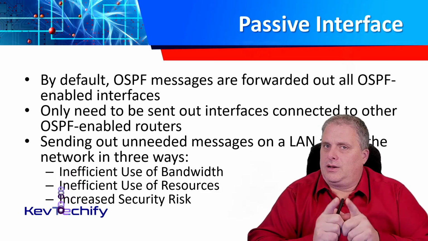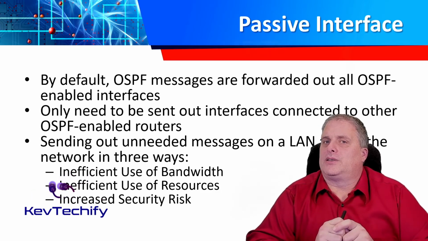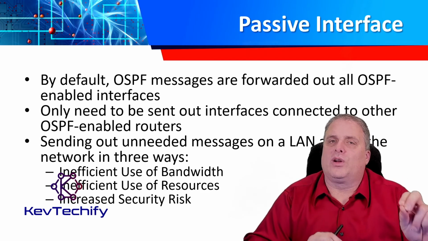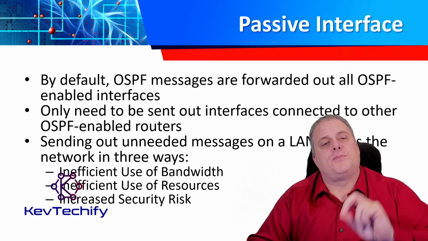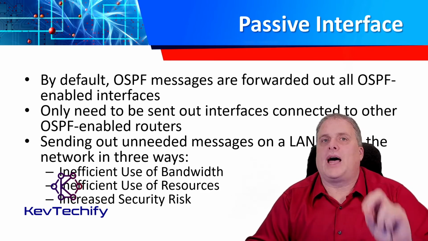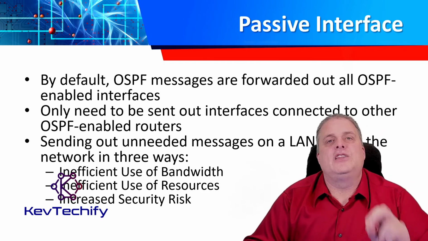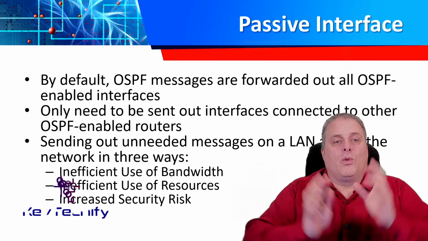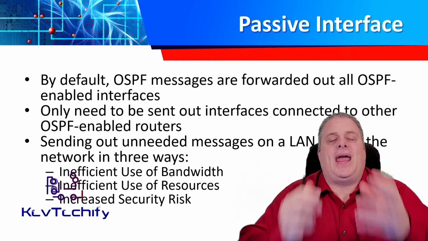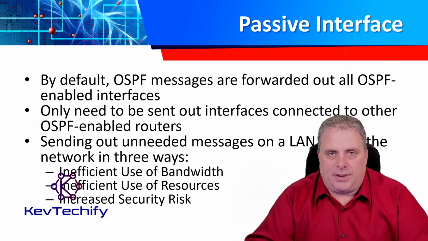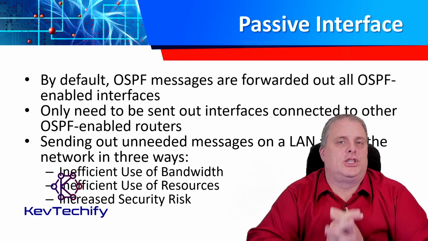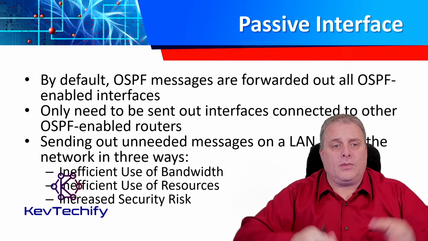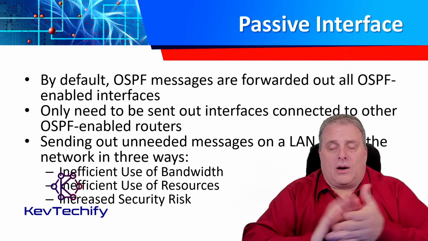Did you catch that? On that Loopback interface, OSPF needs to know that that network exists so we can route traffic to it, but you don't have to send OSPF messages out there because there's not another device on that network that needs those OSPF messages. And what we can do is we can turn that into a passive interface. It participates in the routing, we know it exists, but we don't have to send OSPF messages out that way.